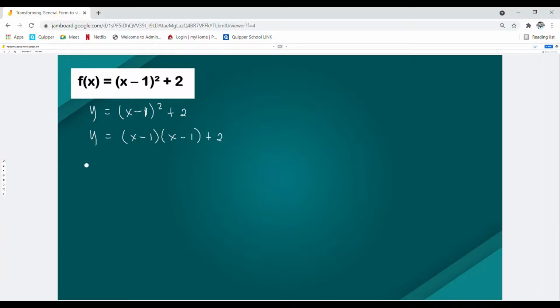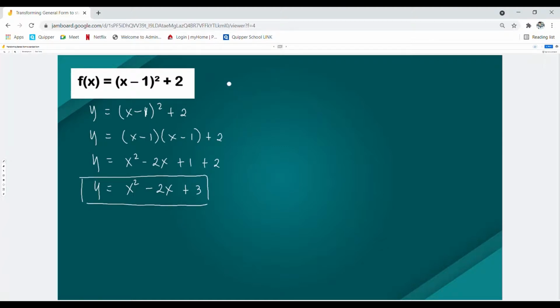If you are going to do the FOIL method, that would be equal to x squared. First times first, x squared, and then negative 1 times x is negative x. X times negative 1 is negative x, so when you add the two negative x's you get negative 2x, and then negative 1 times negative 1 is positive 1. And then now you are going to add 2. That means you now have x squared minus 2x plus 3 as your general form.